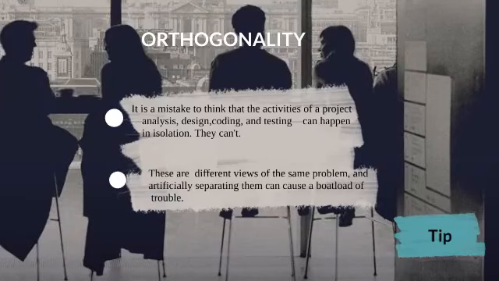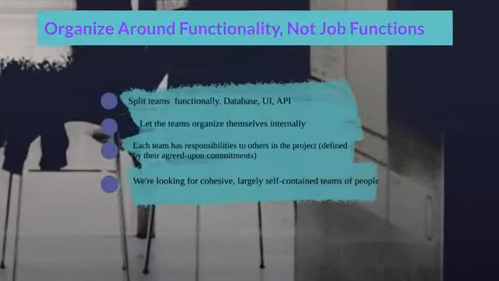These are different views of the same problem, and artificially separating them can cause a boatload of trouble, which means programmers who are two or three levels removed from the actual users of their code are likely to be unaware of the context in which their work is used. Hence, what happens is they will not be able to make informed decisions. Hence, orthogonality has to be reduced.